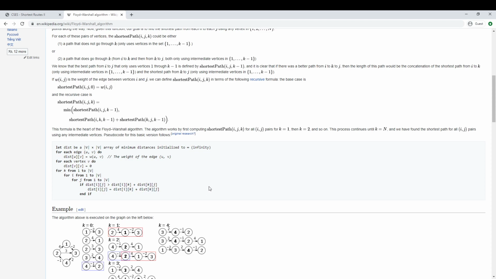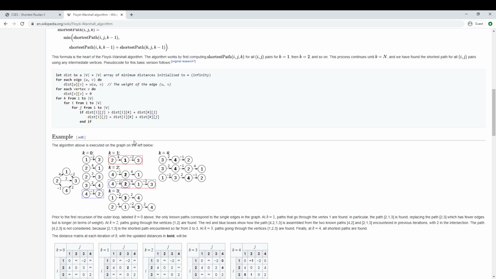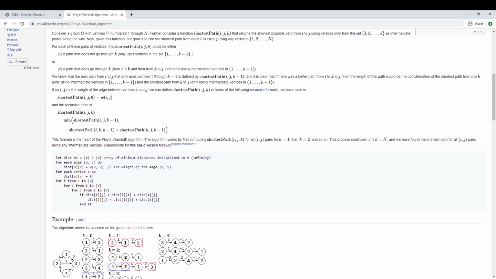The point is that the shortest path, when adding a new vertex, is either the old shortest path, or it goes from i to the new vertex, and then from that new vertex to j. So that's what this is doing. This is taking the minimum of the current shortest path and the shortest path going through the new vertex. And if you do that for all the values of k, then you get the shortest path going through any vertex, which is exactly what you want.